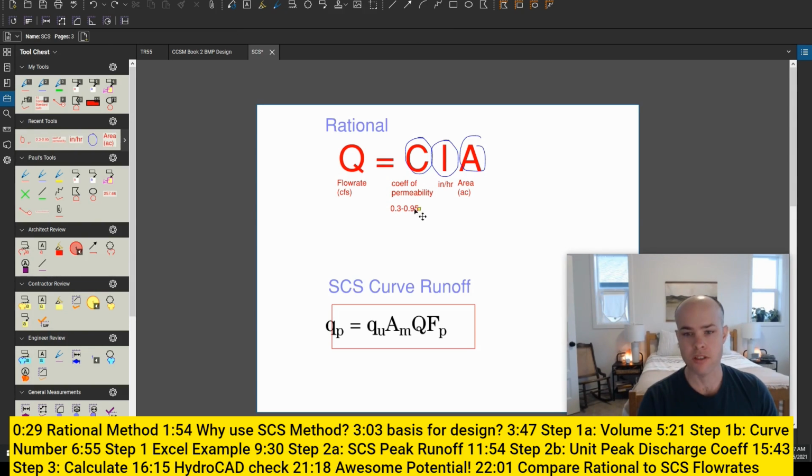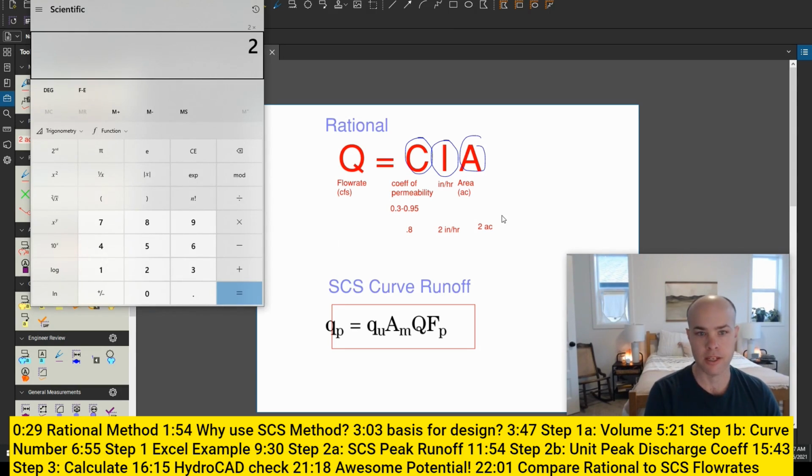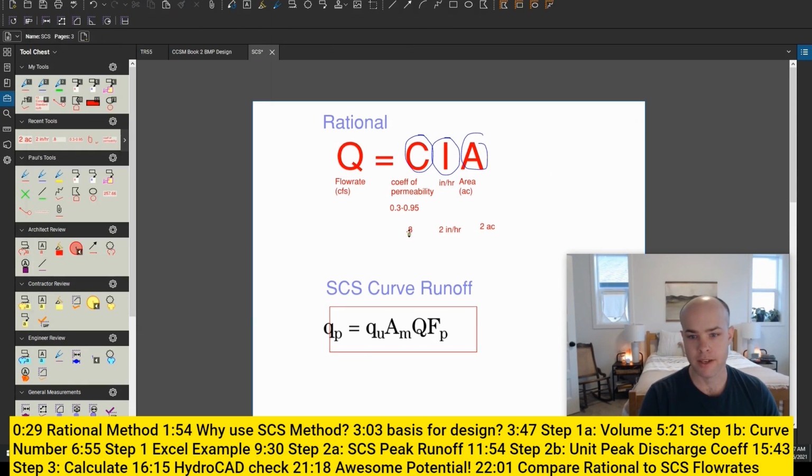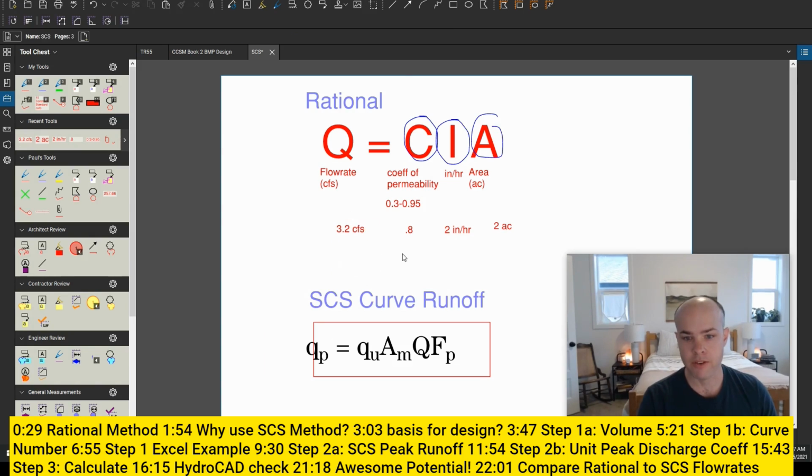All right, just as an example, say we have a value of 0.8 for our C, an intensity of 2 inches per hour, and an area of 2 acres. Simply, it's 2 times 2 times 0.8. There we go, 3.2 CFS is our answer, and that is just about as simple as it can get. So you can see why this is a very, very popular method for simple calculations. It is very fast.